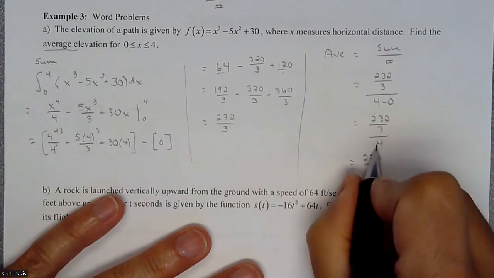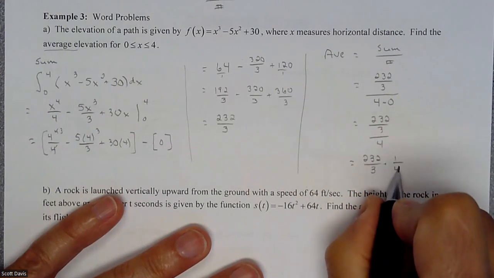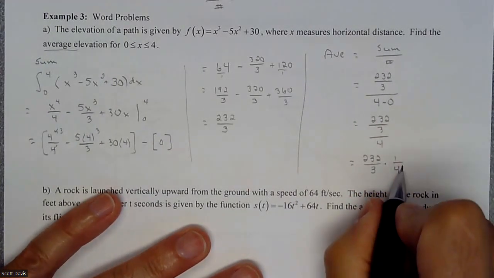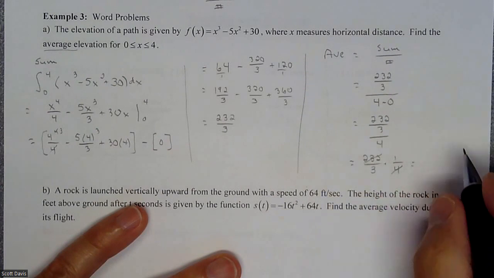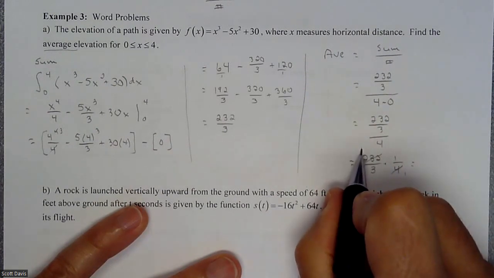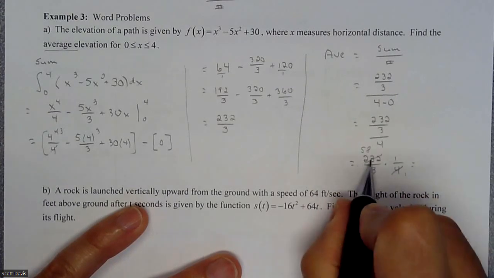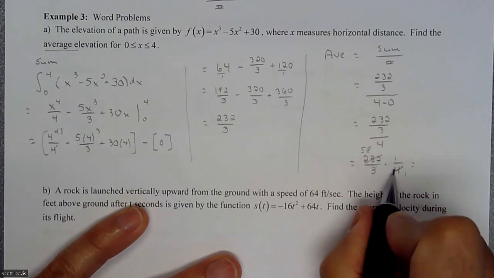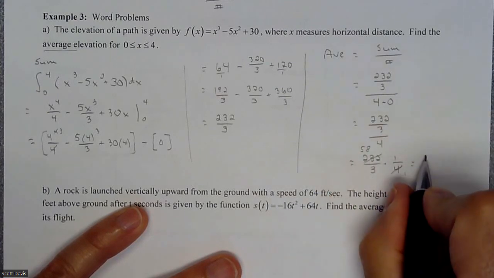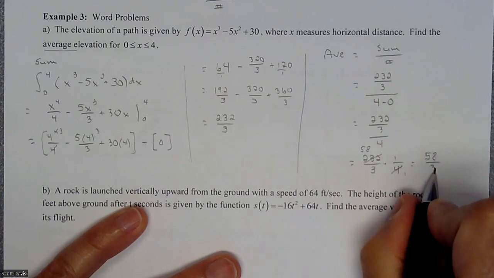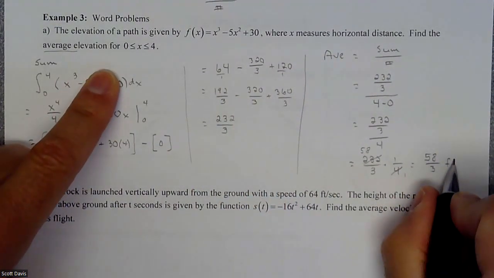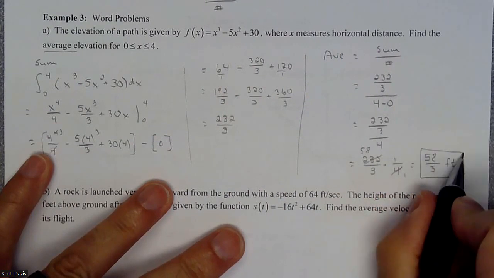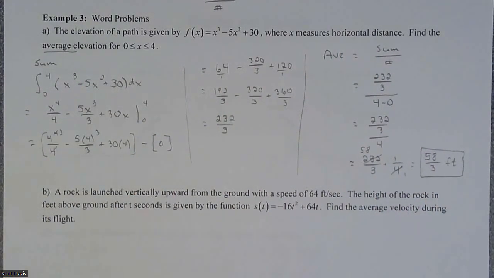Easier way to look at that is 232 thirds. Instead of dividing by 4, we're going to multiply by its reciprocal. And then we can divide 4 into 232. And that would get me a 1, and this would get me a 58. Because 4 goes into 23 5 times with 3 left over, so that'd be 32. 4 goes into 32 8 times. So we are looking at an average value of 58 thirds feet. Right, and that was an example of us finding an average value on a word problem.